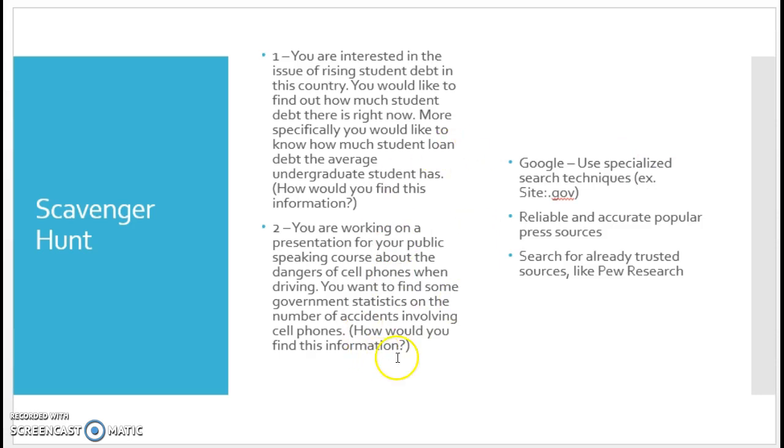You might also, instead of just going to Google, look specifically for resources, things like popular press sources that you know are reliable and accurate. These can be other good places to look for this kind of information. For instance, something like Pew Research Center might be a good place to go if I'm looking for statistics.